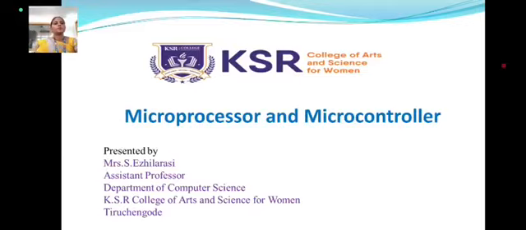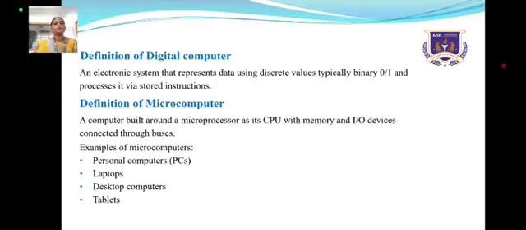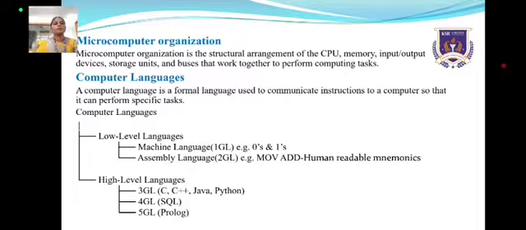Let's discuss microprocessor and microcontroller. Definition of digital computer: an electronic system that represents data using discrete values, typically binary zeros and ones, and processes it via stored instructions. Definition of microcomputer: a computer built around a microprocessor as its CPU with memory and I/O devices connected through buses. Examples of microcomputer: personal computers, laptop, desktop computer, tablets.